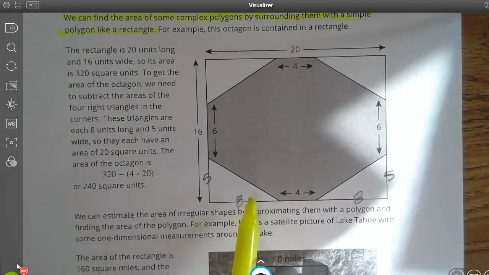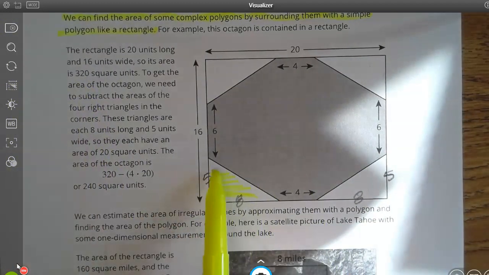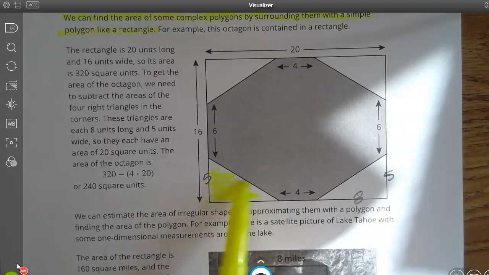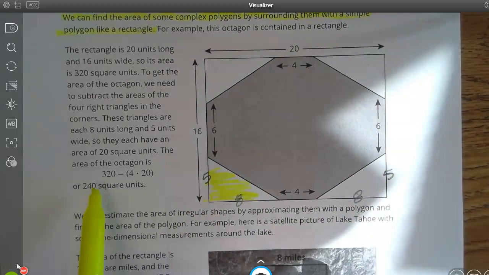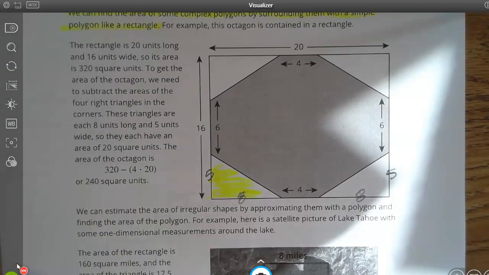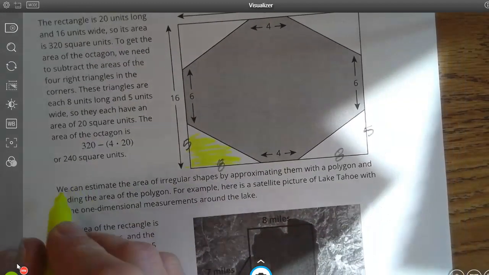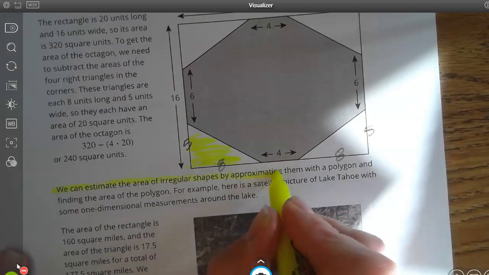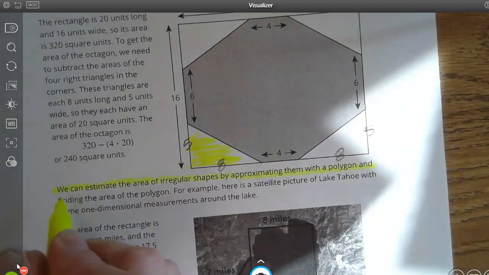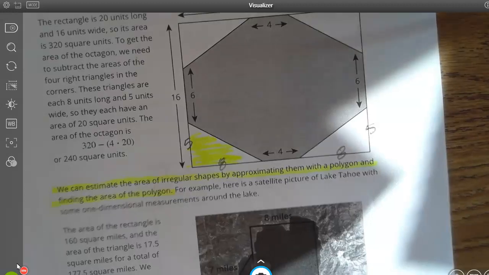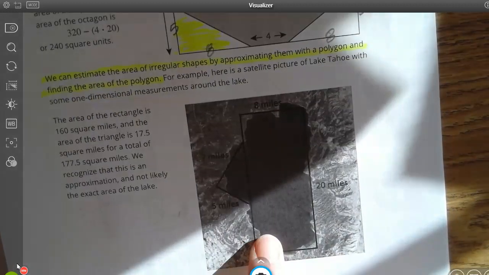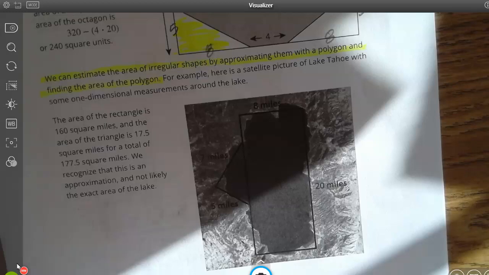Well, then you have these 4 triangles. If you find the area of one of them, 8 times 5 is 40, divide that by 2, that's going to be 20 for this one, 20 here, 20 here, 20 here. So what they've done is taken 320 minus 80 to get 240. So when we need to estimate with irregular shapes by approximating them with a polygon, find the area of the polygon first and then subtract out what you need. And then they show you a great example here with Lake Tahoe. So you can check that out.